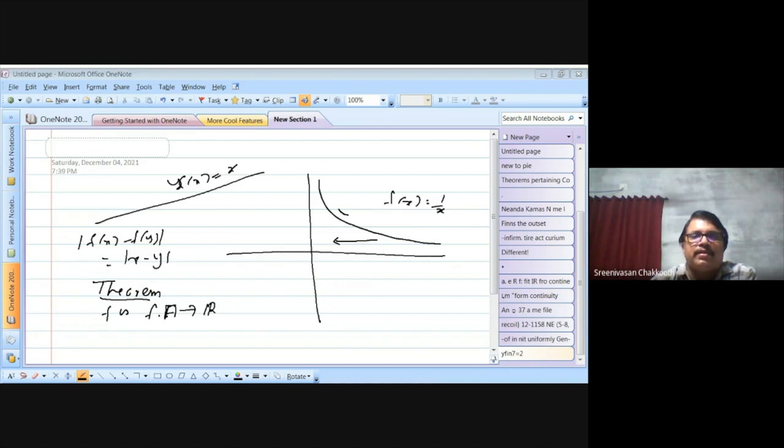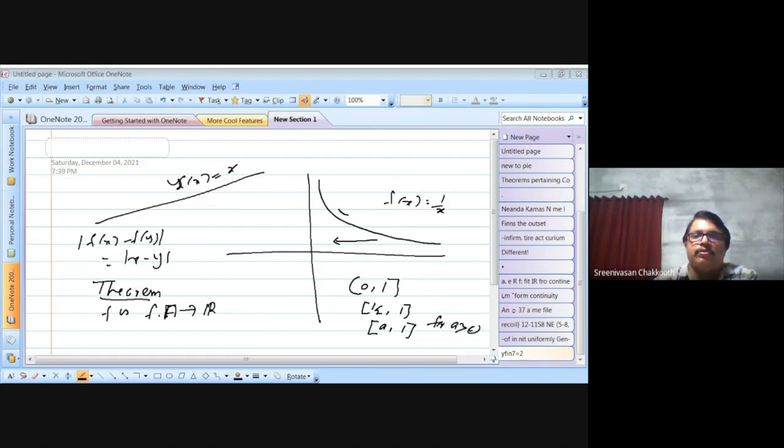So see, this set is not compact. So if you choose half, 1 or a, 1 for that matter, for any a greater than 0, if you define the same function f of x equal to 1 by x in the closed interval a, 1, it will become uniformly continuous, because on this interval we have already shown that the function is continuous. So being a compact interval, this function must be uniformly continuous.